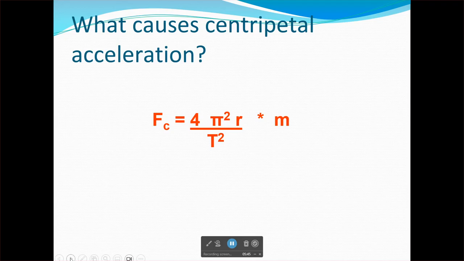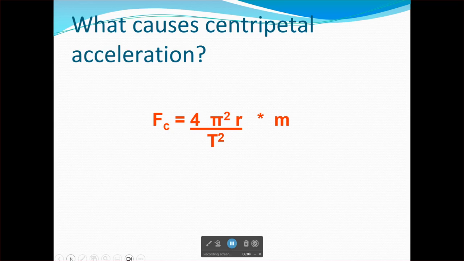Remember, we know a force is mass times acceleration. Okay, so that 4 pi squared r over t squared is our acceleration, and then times the mass. So the m is going to be the mass in this case.